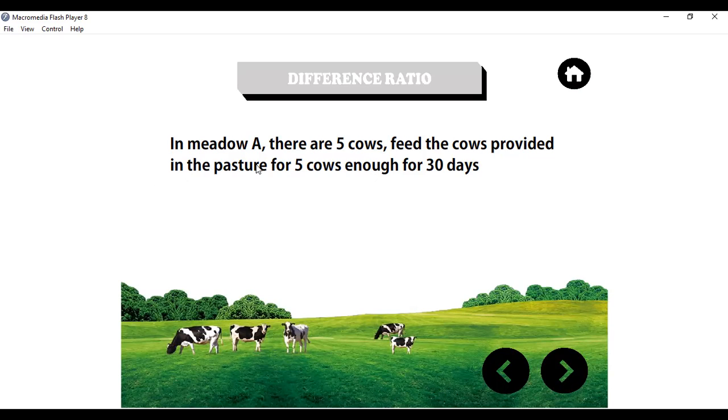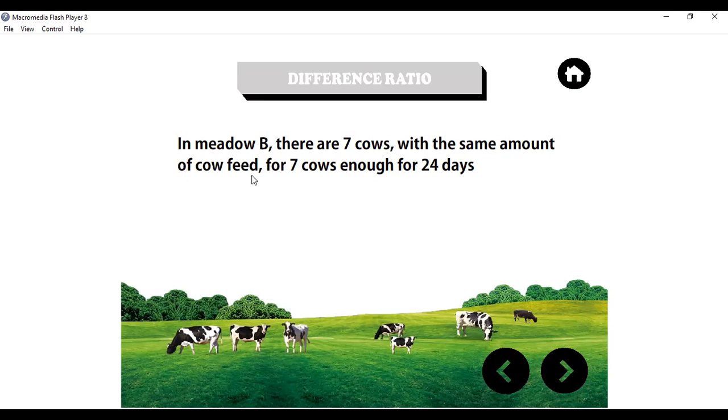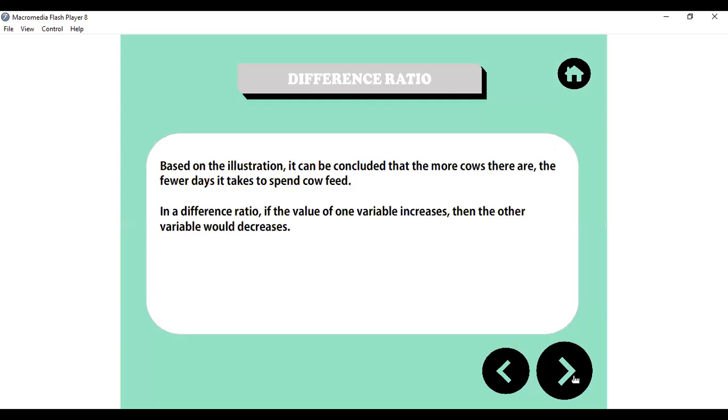Here in farm A, there are 5 cows with the feed provided in the poster, enough for 30 days. And in farm B, there are 7 cows with the same amount of feed, enough for 24 days. And I give the conclusion from the previous illustration.